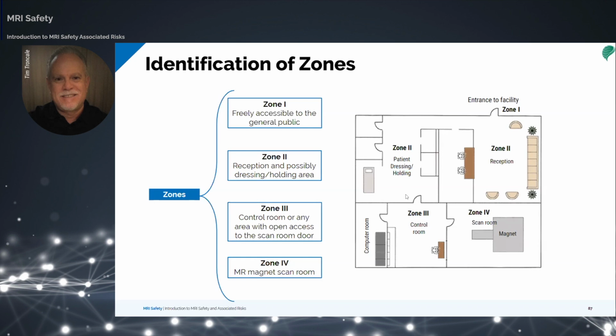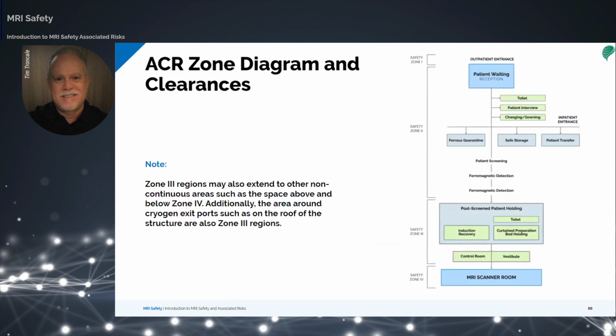Now, zones 2 and 3 could change just depending on how the suite is constructed. If there is no door between the dressing area and the control room, and that has direct access to the scan room door, then all of this would be considered zone 3. So again, it depends on construction. This is an ACR flowchart diagram for zones, depending on how the MRI is designed. As I mentioned, zones 2 and 3 can vary by hallways, doors, and access to the MR control room and scan room door.